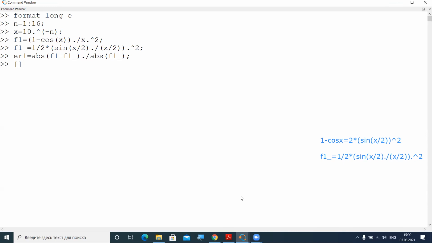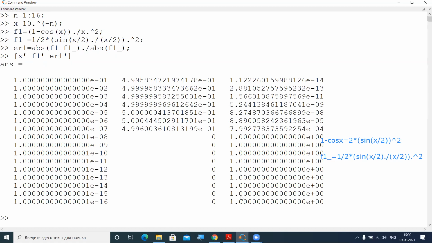And now let's show the results in a table. How can we do it? In square brackets as a matrix. So x, the first variable, and then the new f1 and error 1. So let's show the result here. So how many columns do we have? 3 columns.